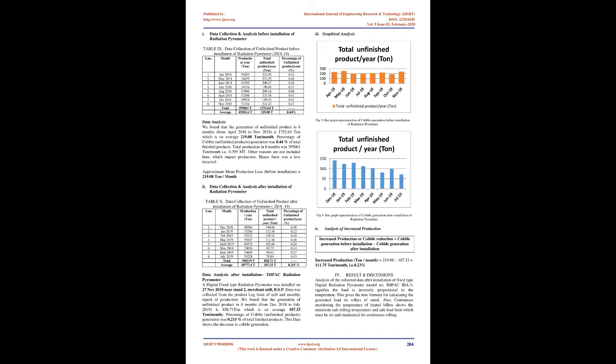A digital fixed-type radiation pyrometer was installed on November 27, 2018 near Stand 2, Merchant Mill. BSP data was collected from the product logbook of mill and monthly report of production. We found that the generation of unfinished product in 8 months, from December 2018 to July 2019, is 858.71 ton, which is on average 107.33 tons/month. Percentage of cobble, unfinished products, generation was 0.215% of total finished products. This data shows the decrease in cobble generation.